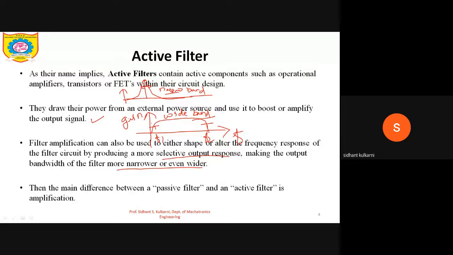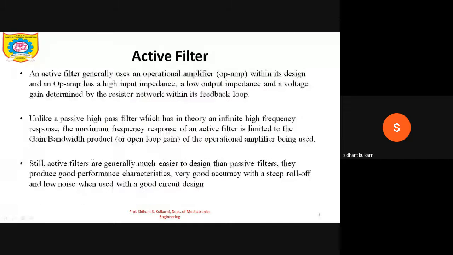The main difference between passive filter and active filter is only the amplification part, which is there in the active filter, and is absent in passive filters. An active filter generally uses the op amp. Within the design, an op amp has a high input impedance that you all are aware of, a low output impedance, and a voltage gain determined by the resistor network with a feedback loop. Unlike a passive high pass filter, which has a theoretically infinite high frequency response, the maximum frequency response of an active filter is limited to the gain bandwidth product or open loop gain.